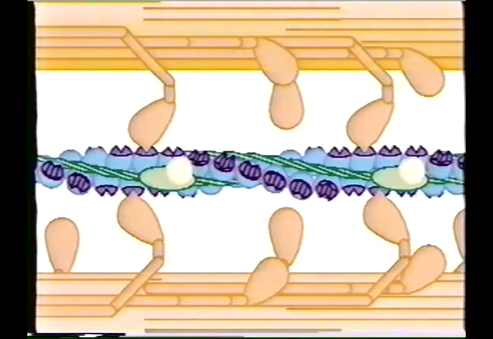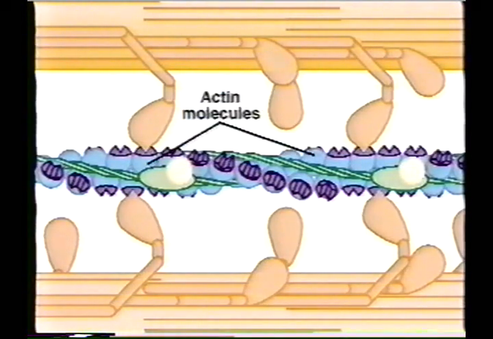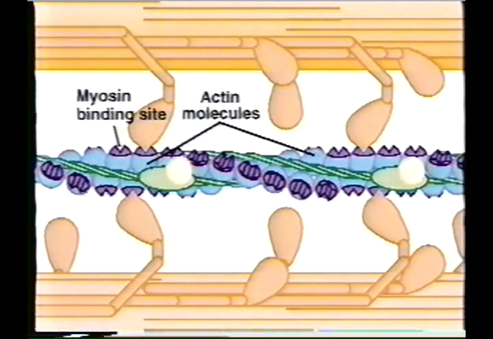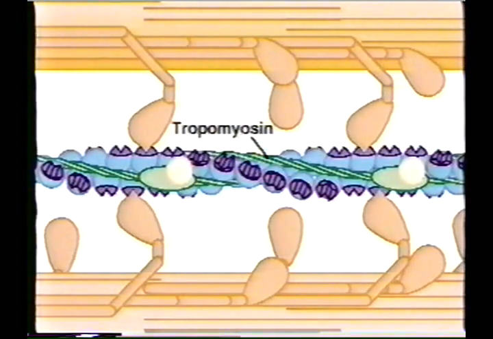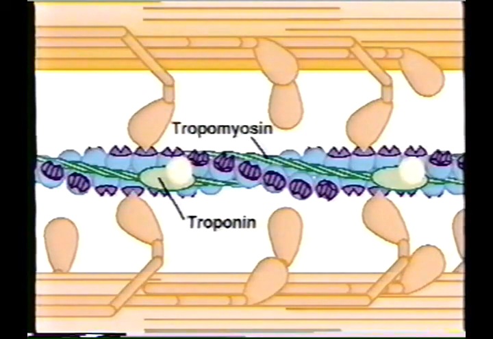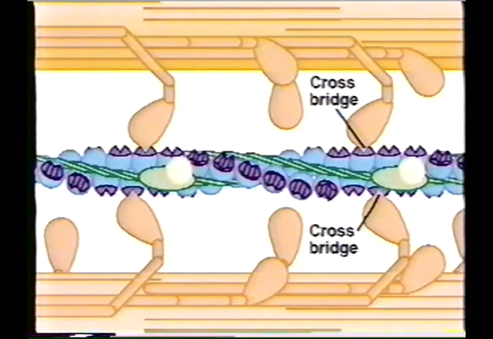The thin filaments are composed primarily of actin molecules grouped together into a helix. Each actin has a myosin binding site. Tropomyosin molecules form a spiral around the actin molecules. Attached to the tropomyosin is the protein complex called troponin. Some myosin heads are attached to the actin molecules, forming cross bridges.